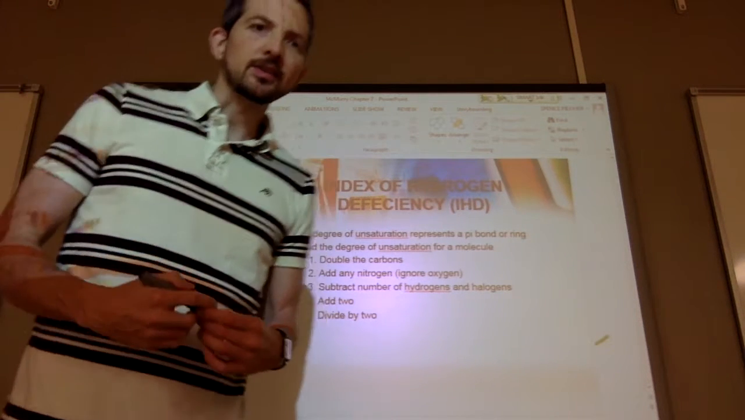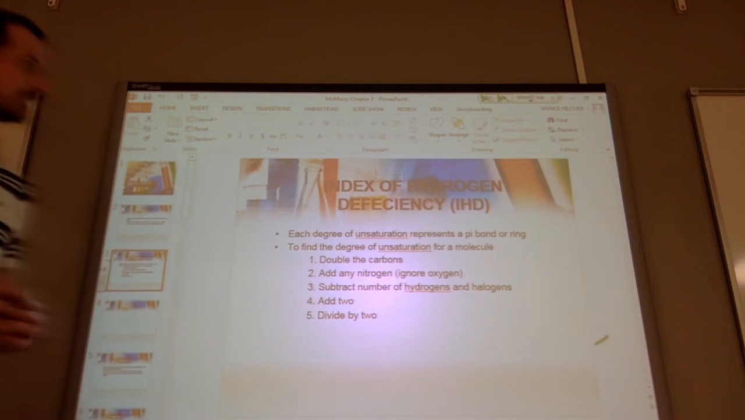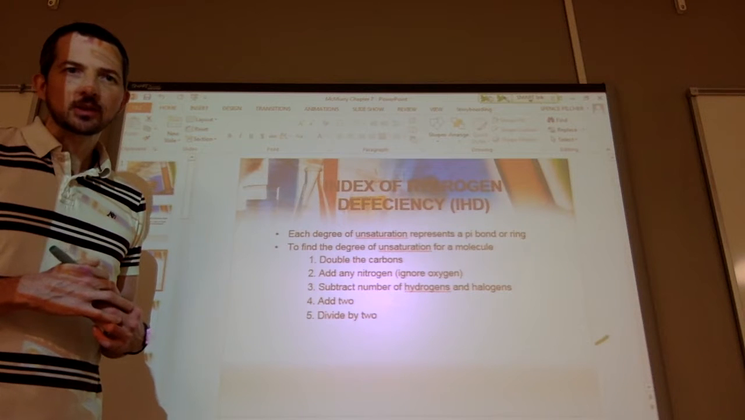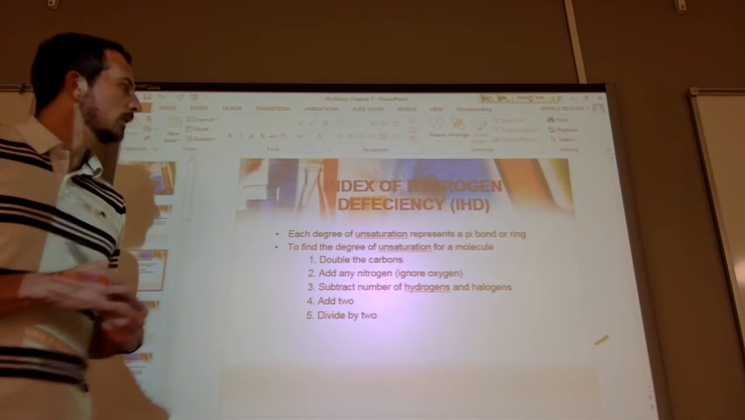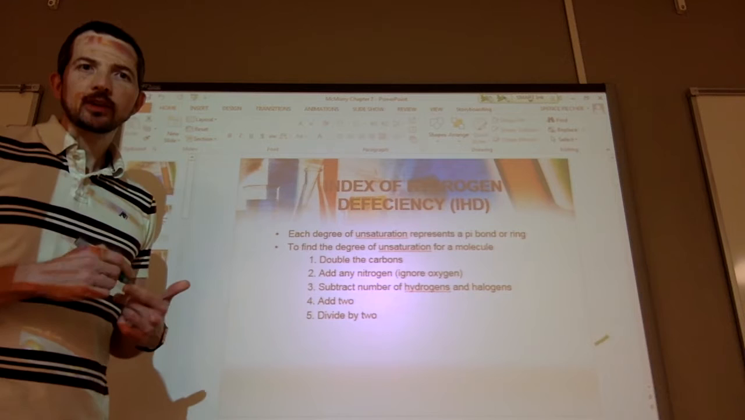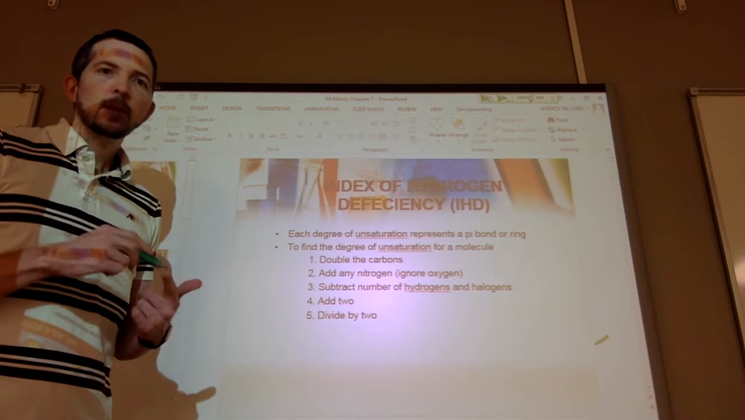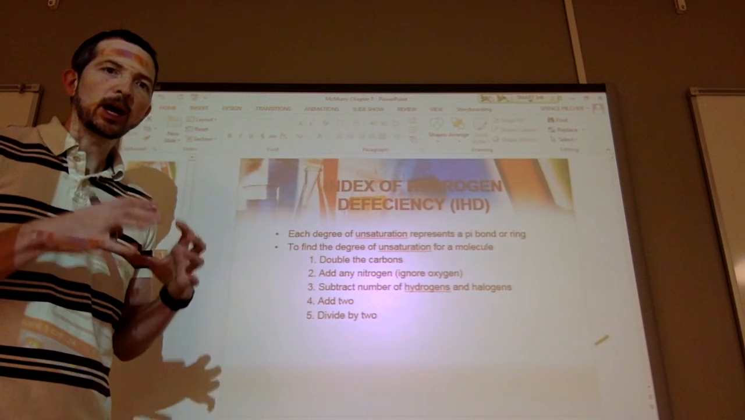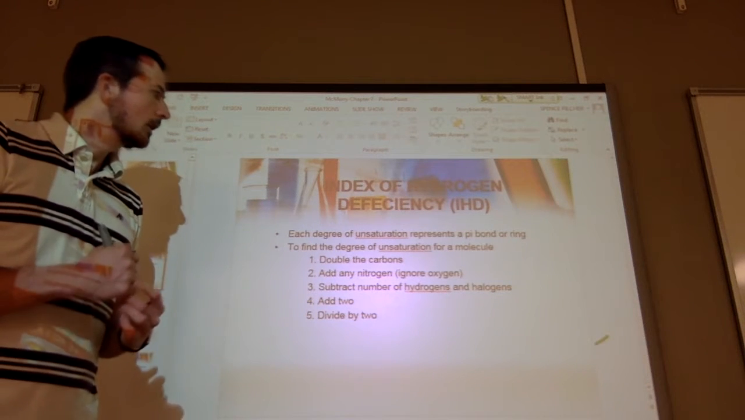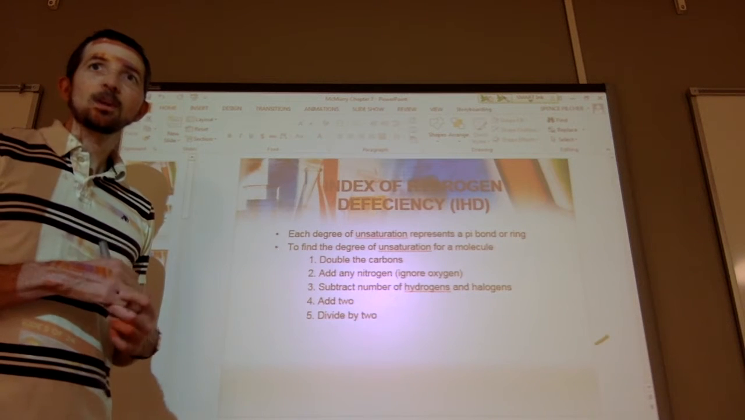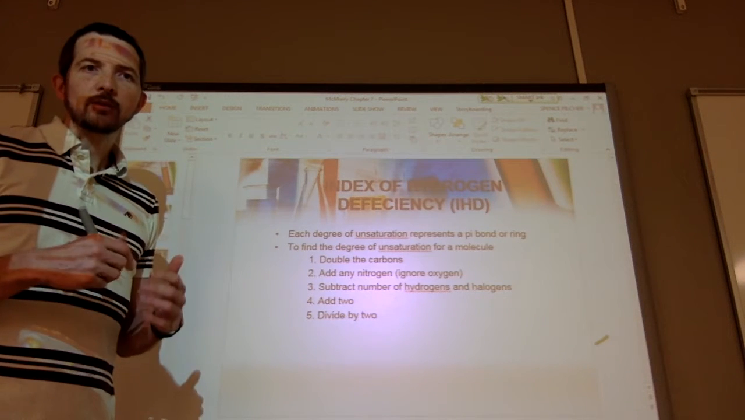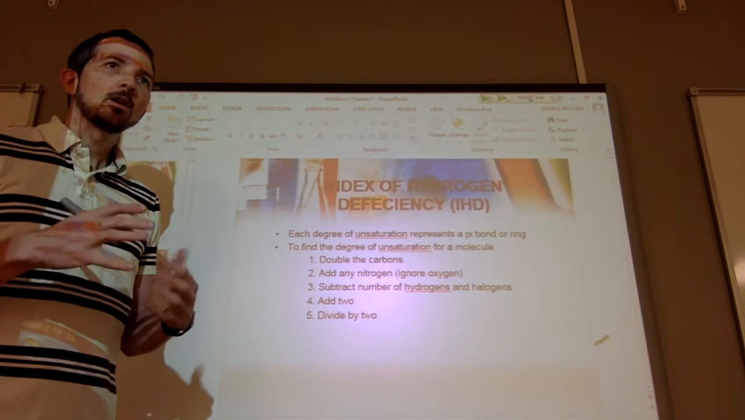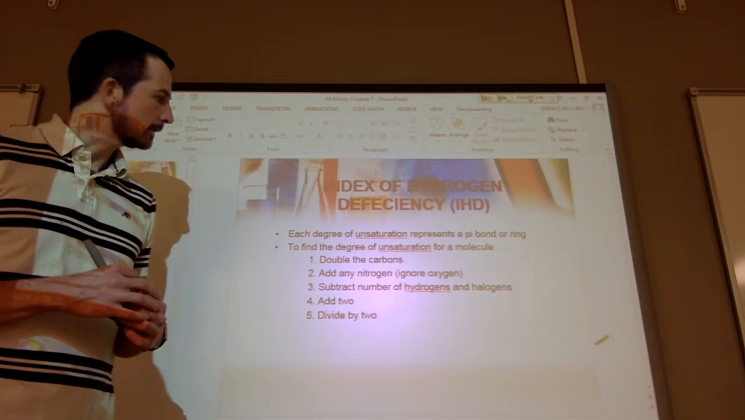What we're going to look at now is calculating the index of hydrogen deficiency, also known as degrees of unsaturation. So this is going to be a number that we can calculate. It'll give us a number that represents the number of pi bonds and or rings in the structure. So this number will be the total of pi bonds and rings in the structure. And this is going to be very useful, especially when we get to spectroscopy, when we have to deduce an organic structure looking from different spectroscopic techniques.